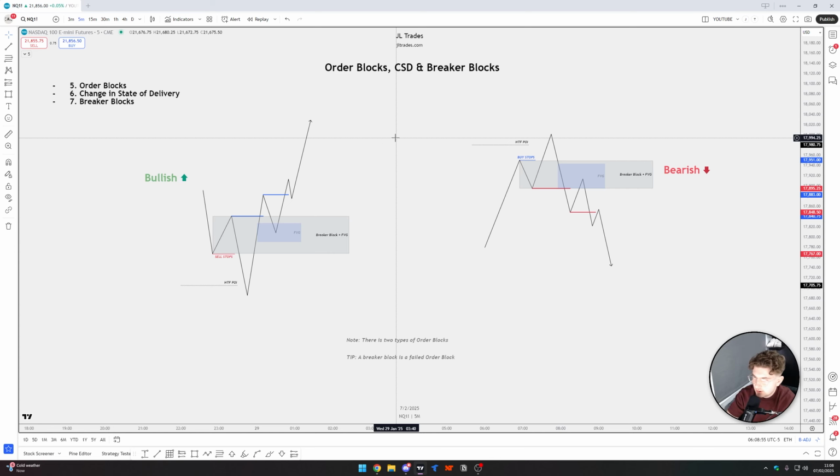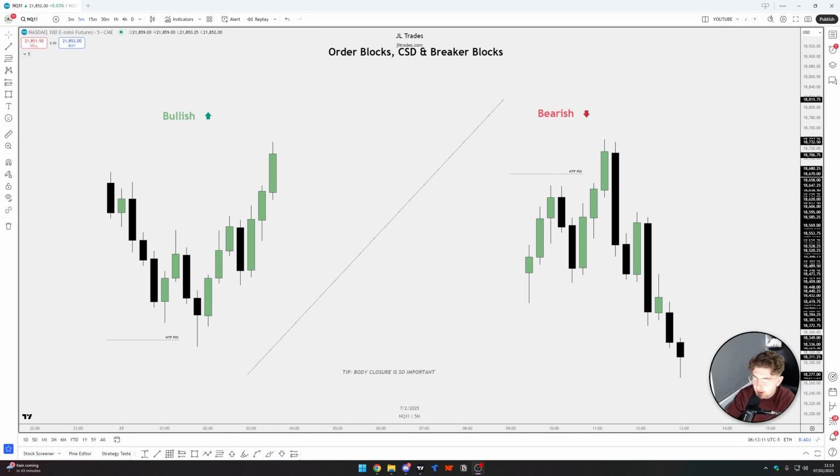and breaker blocks. So on the screen, I now have the exact same that we just went over, but pretty much in a candle formation. So let's get into it.